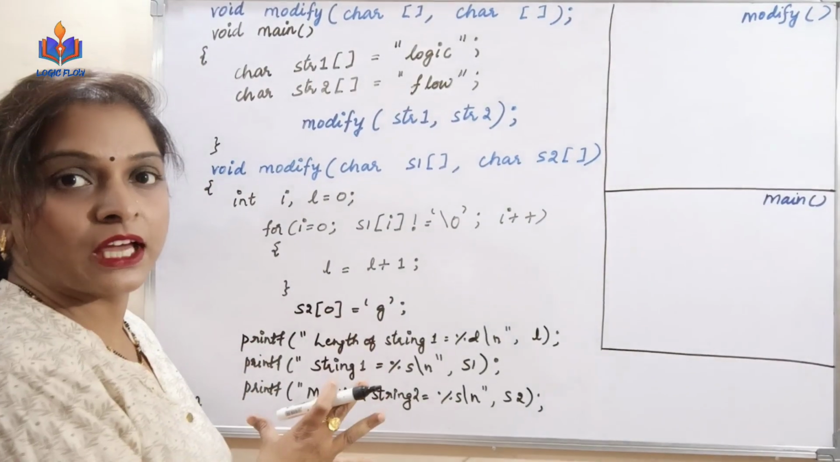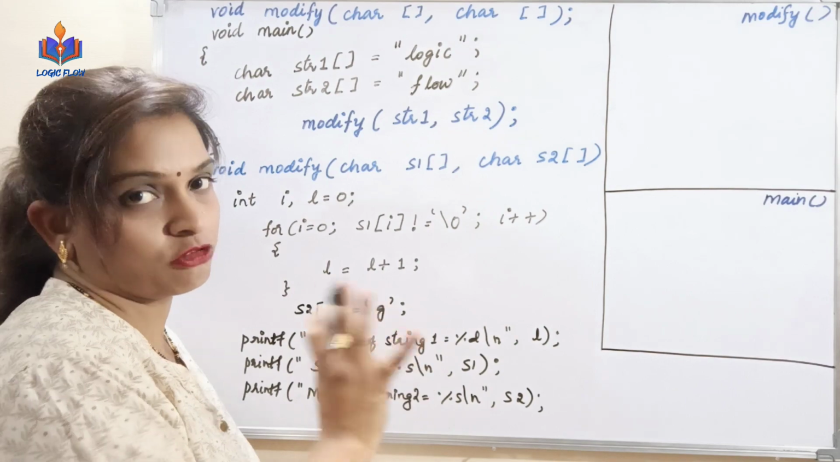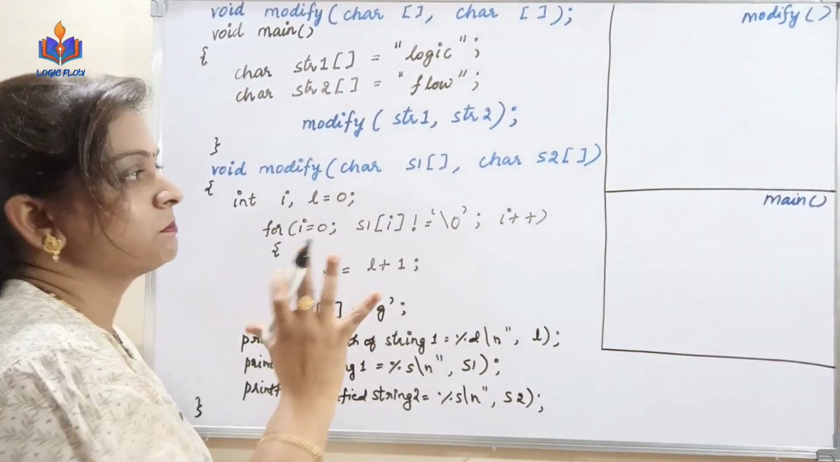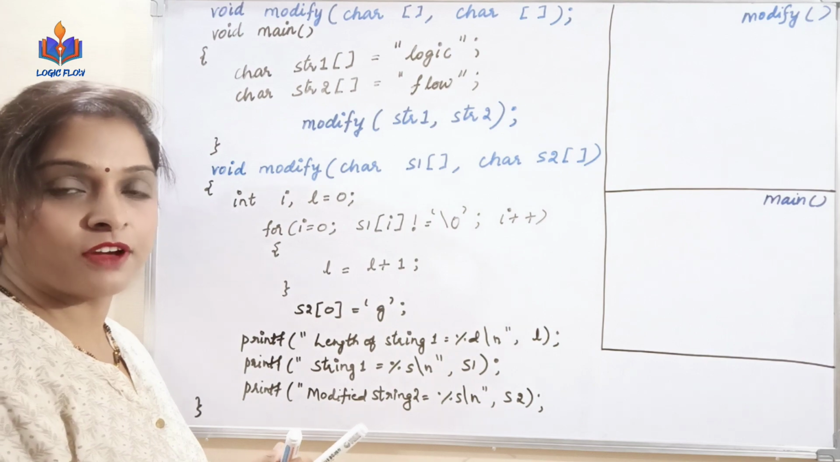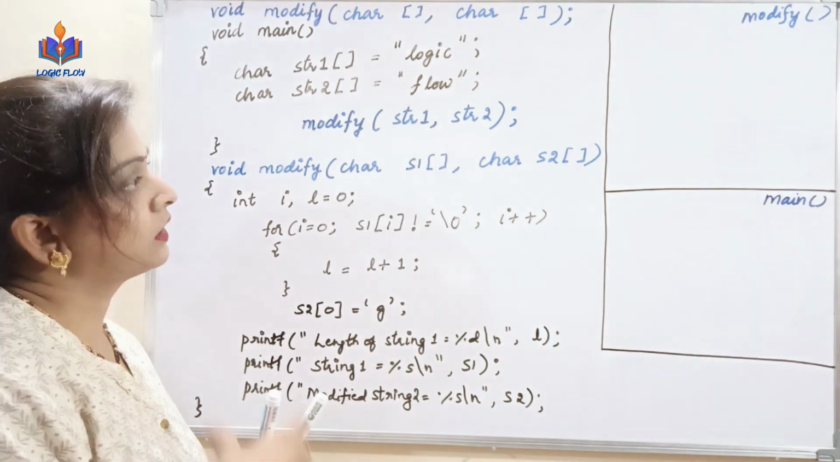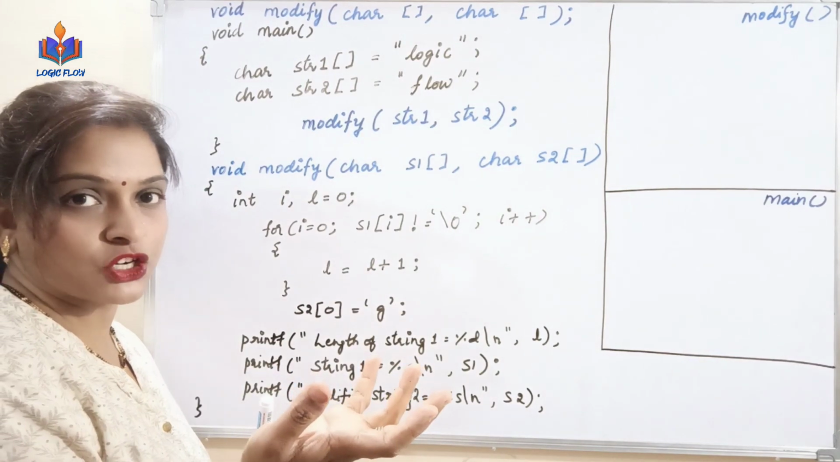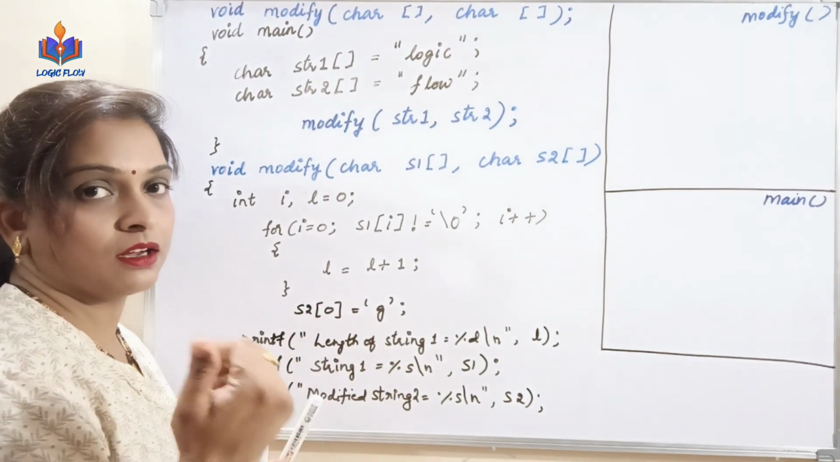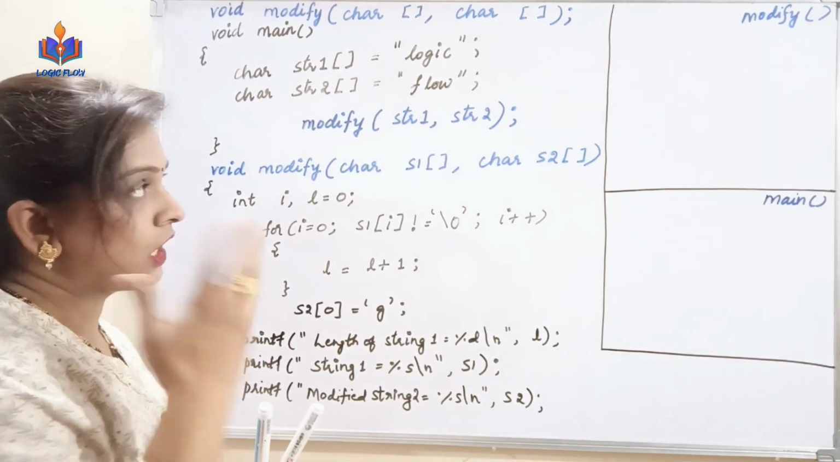Here we have the complete program to understand the concept of passing a string to a function. It is a very simple program. We have a function called modify, which is going to modify the string, and we'll find the length of the string also. We pass the string to the function, and in the function we find the length of the string. Let us see how to do that now.